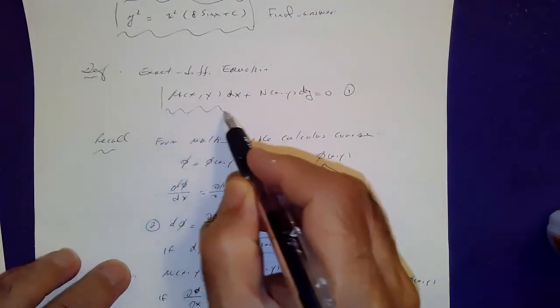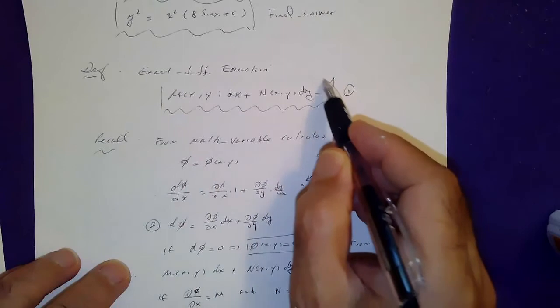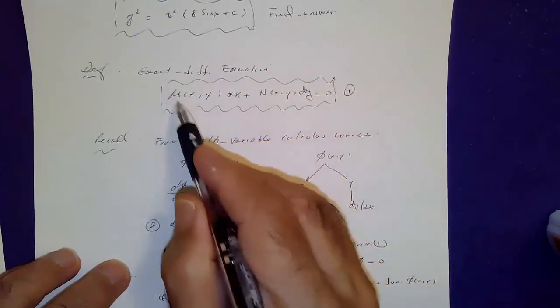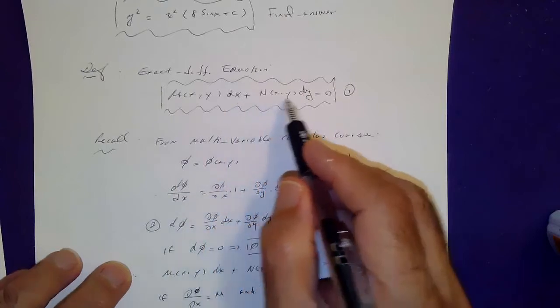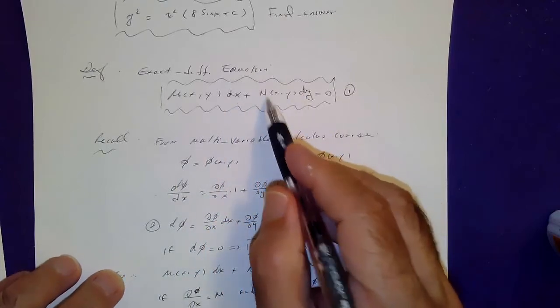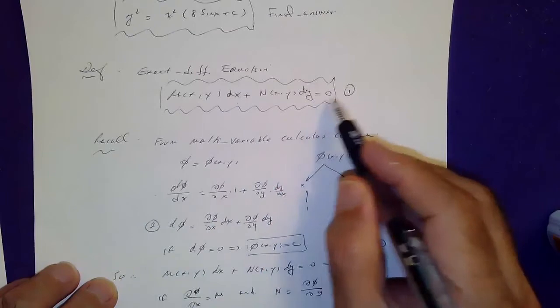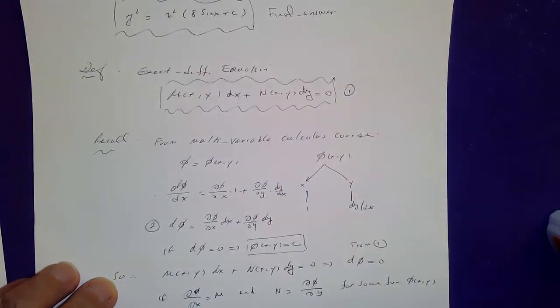Sometimes a differential equation shows up like this: a function of x and y called M, as in Mary, times dx, plus a function of x and y called N, as in Nancy, dy equals 0.